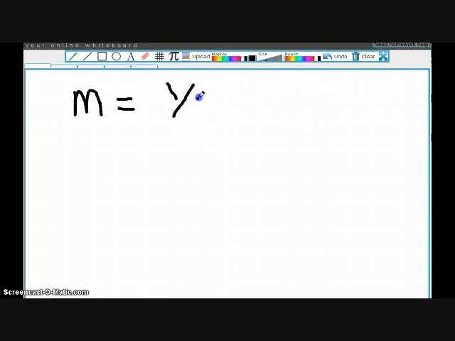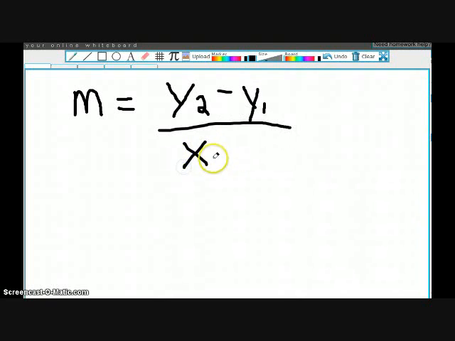So the formula that we have when we have 2 points is the second y point, our y2 labeled here, minus our first y point, our y1, divided by our x2 minus our x1 point. And that's going to wind up giving us our rise over our run, our change in y, our vertical, over our change in x, which is our horizontal.